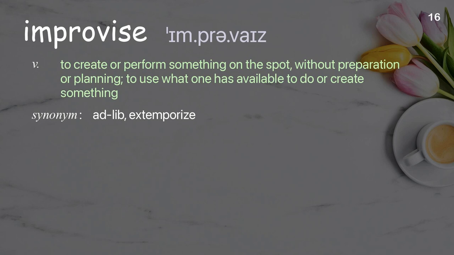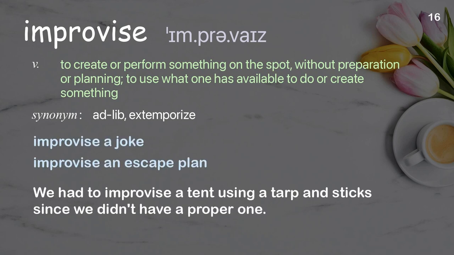Improvise: to create or perform something on the spot, without preparation or planning; to use what one has available to do or create something. Examples: improvise a joke, improvise an escape plan. We had to improvise a tent using a tarp and sticks since we didn't have a proper one.